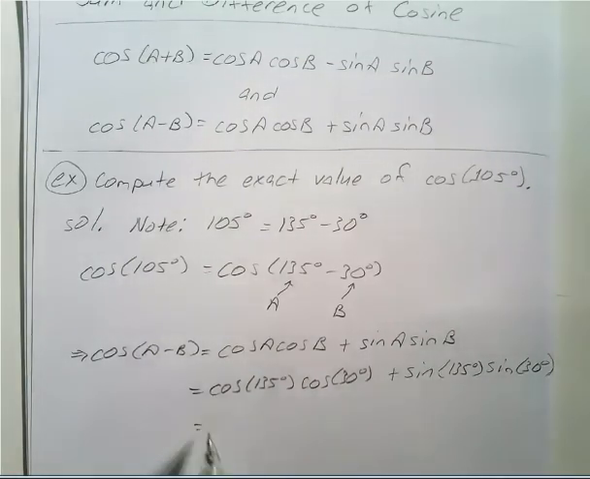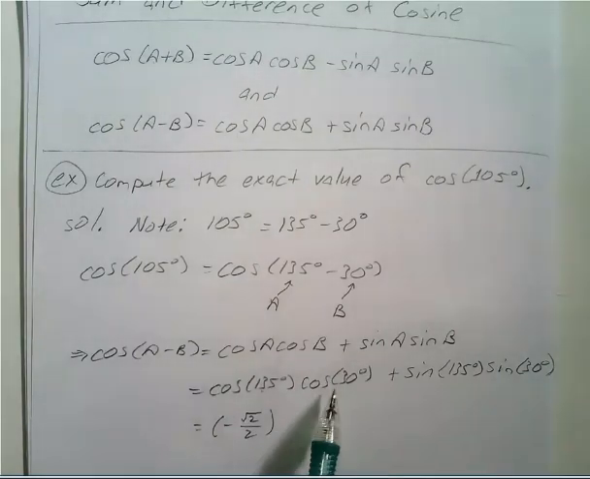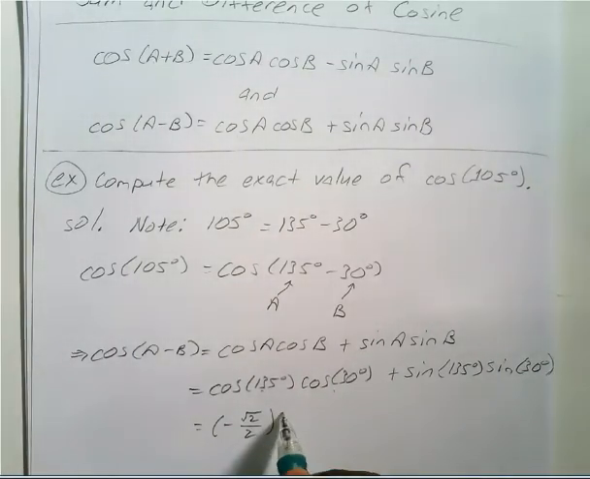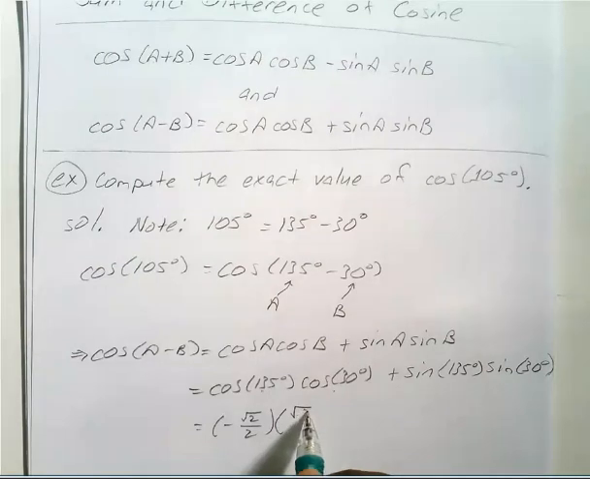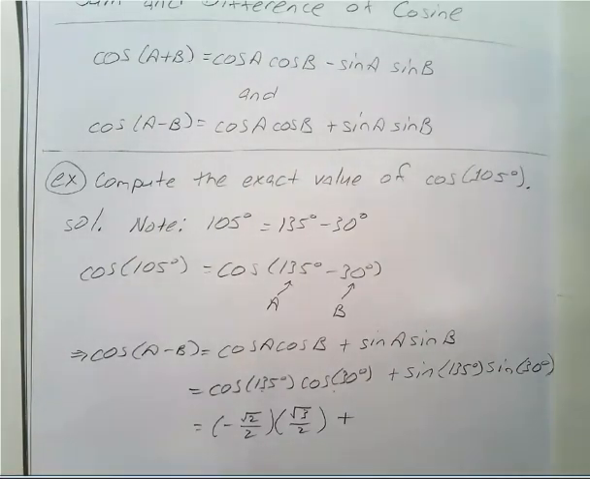We know that cosine of 135 degrees is negative square root of 2 over 2. Cosine of 30 degrees is square root of 3 over 2. Plus sine of 135 degrees is square root of 2 over 2, and sine of 30 degrees is 1/2.